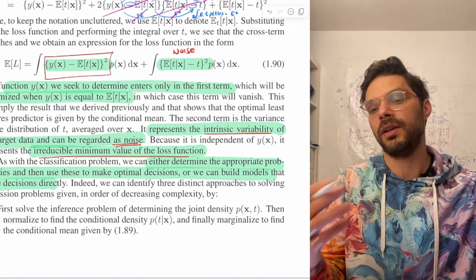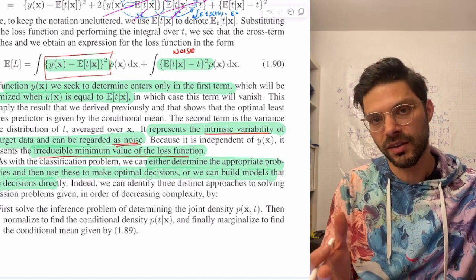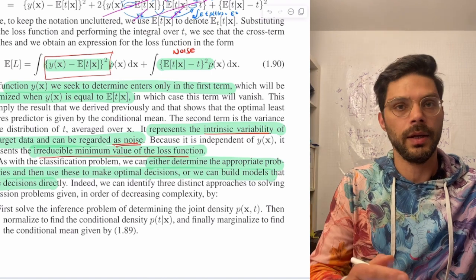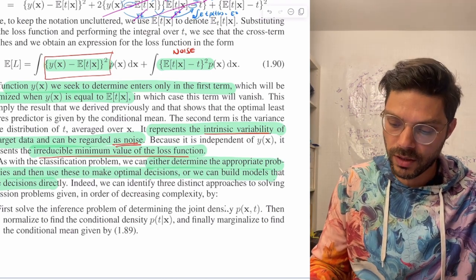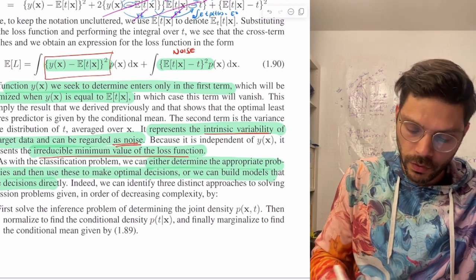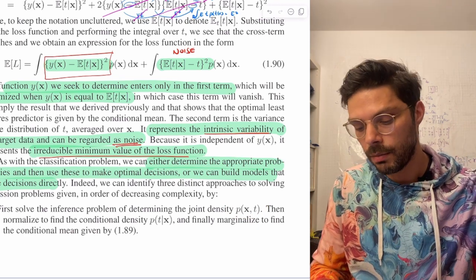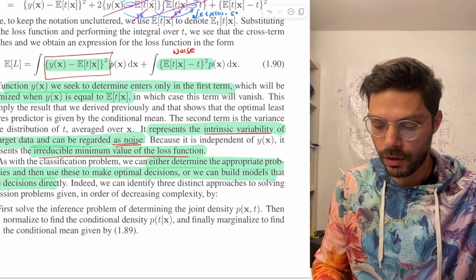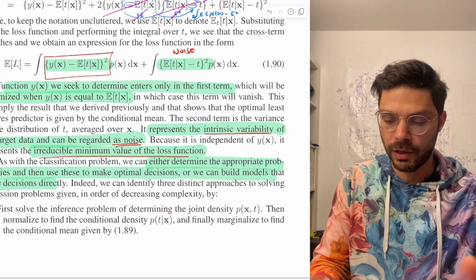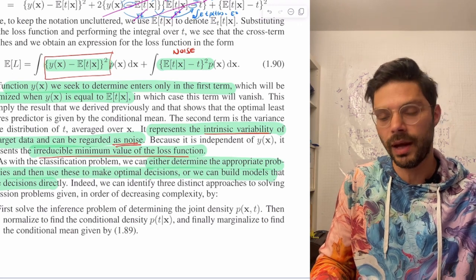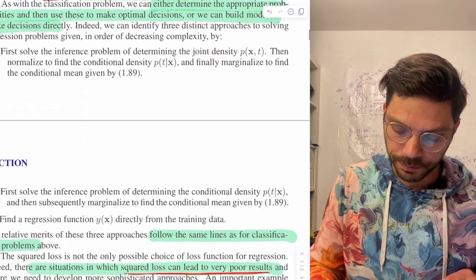So now the question is, how do we make decisions with that? The approaches that he discusses go along the same lines as we talked about in classification. Remember, there are three approaches. First you could determine the joint density of p of x and t, which was great because you could then sample from it. But for decision theory, all you need is the posterior of t, and then you marginalize and figure out the expected value of t under that to get your conditional mean, and then make decisions based on that.